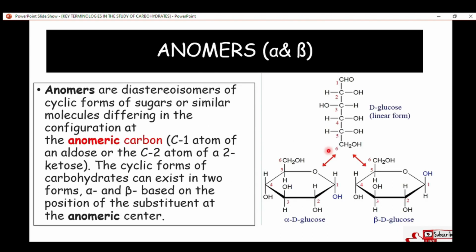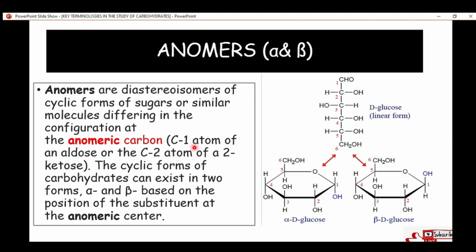Okay, so our next terminology here is anomers. So when we talk about anomers, they are diastereomers of cyclic forms of sugar or similar molecules differing in configuration at the anomeric carbon. That's carbon 1 of a sugar, an aldose sugar, or carbon 2 of a 2-ketose, a ketose sugar.